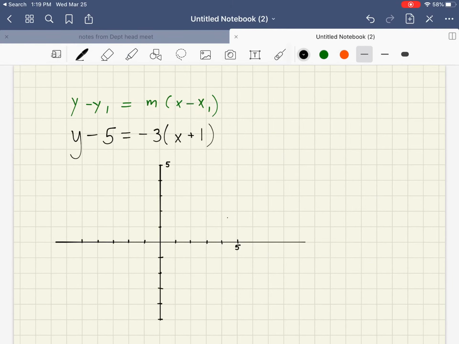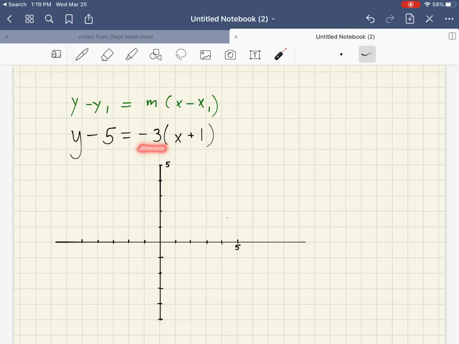This is a video on how to graph from point slope form. So point slope form is here. It's y minus y1 equals m times x minus x1. And probably the most recognizable thing here is the m, and most people recognize that as slope.